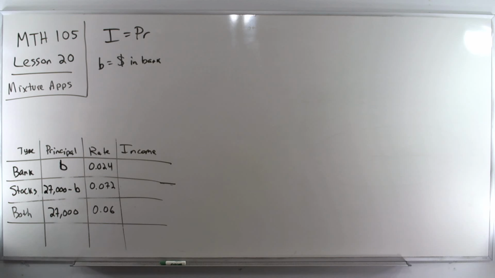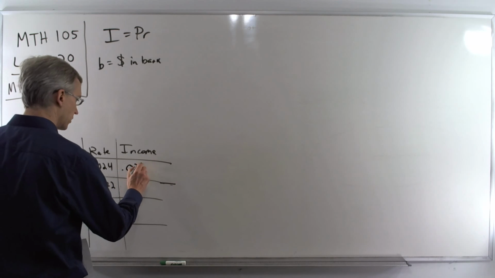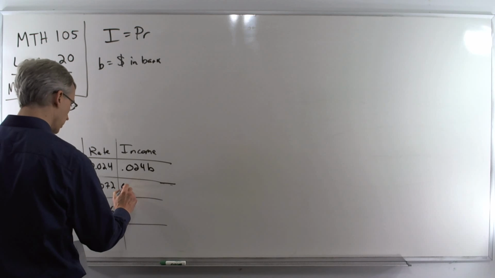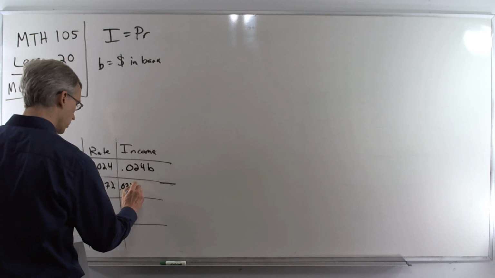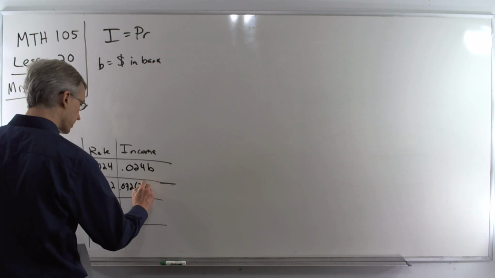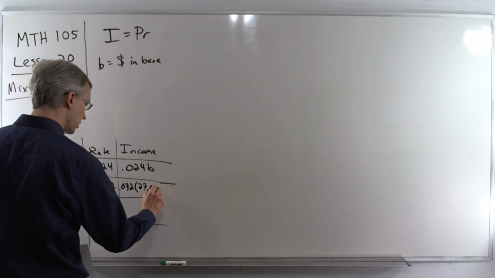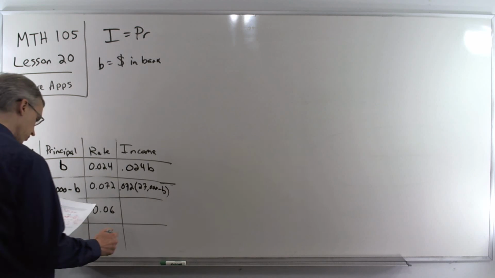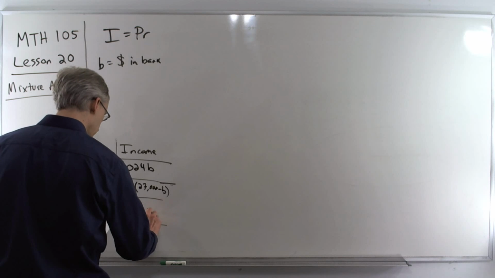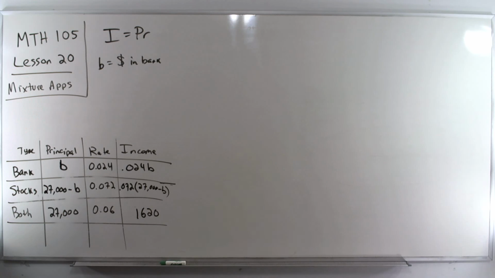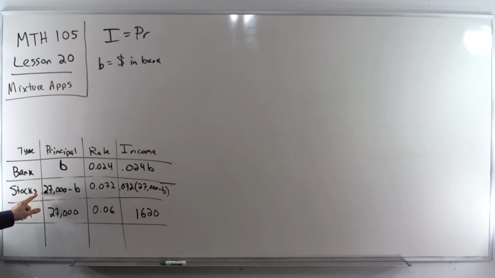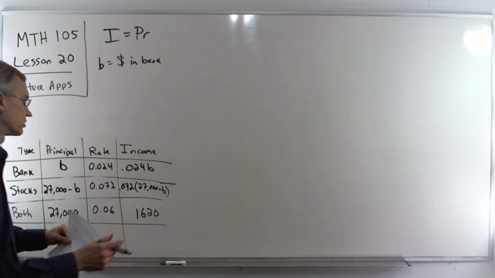Now we're ready to multiply straight across. 0.024B there. Here we're going to distribute 0.072 into 27,000 minus B, and then here 27,000 times 0.06, they want to earn $1,620 in total interest. All right, now I've got our last column filled up, so we're going to add together the interest from the bank and the interest from the stocks to get a total interest of $1,620.